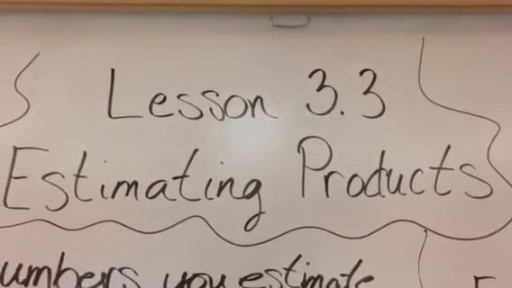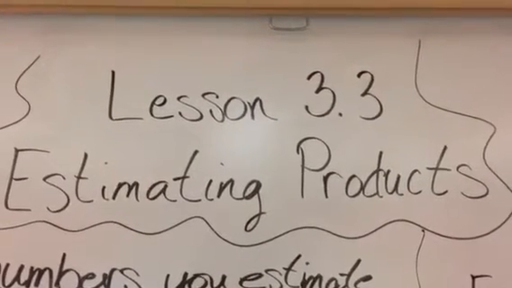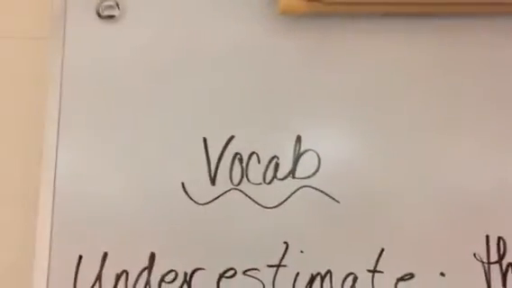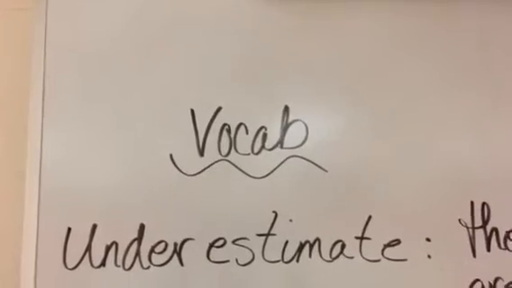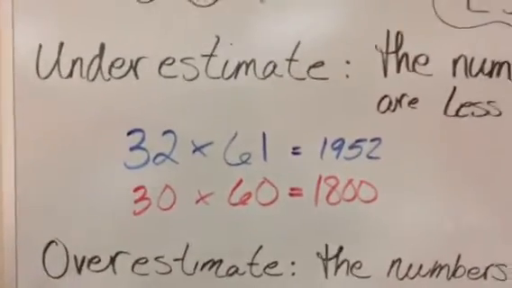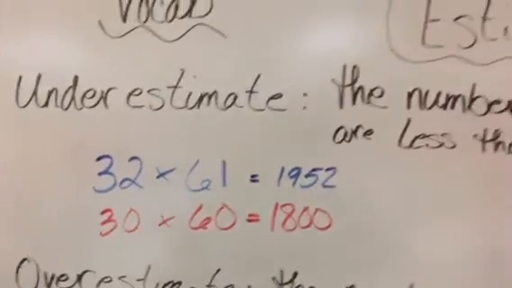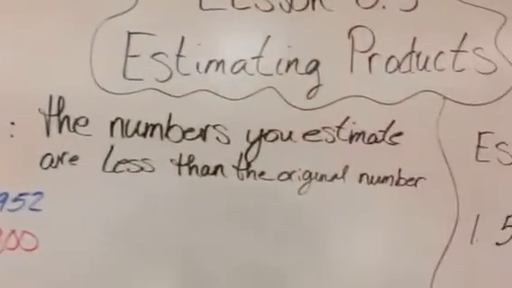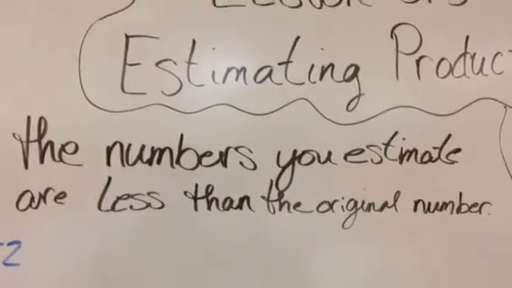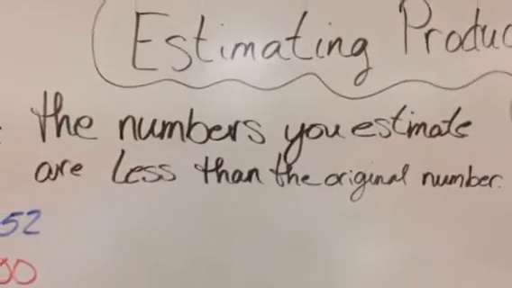Lesson 3.3, estimating products. I think it's probably the best idea to start with the vocabulary. There are two new words that we haven't really talked about. You probably heard them. They're underestimate and overestimate. An underestimate is when the numbers you estimate are less than your original number.